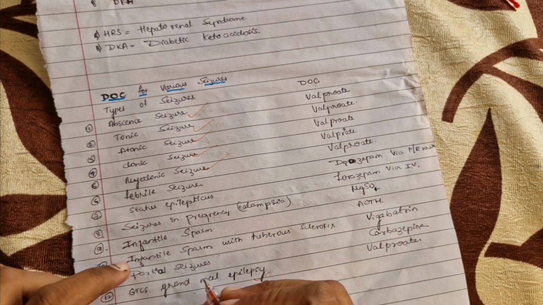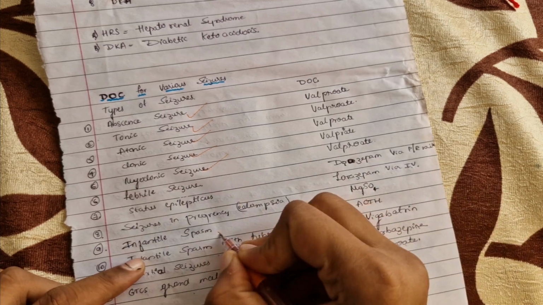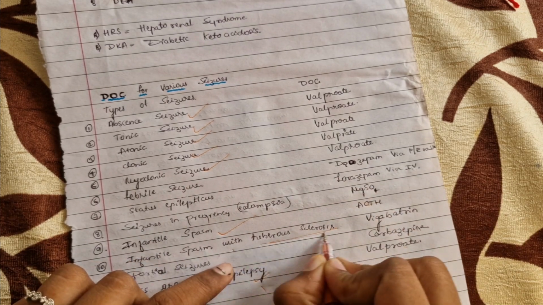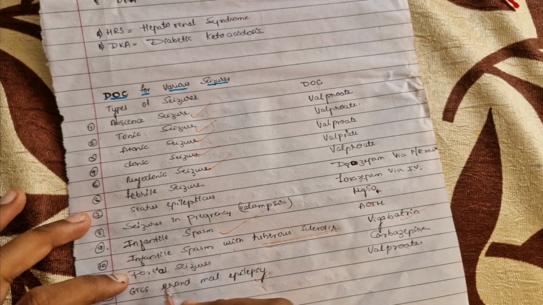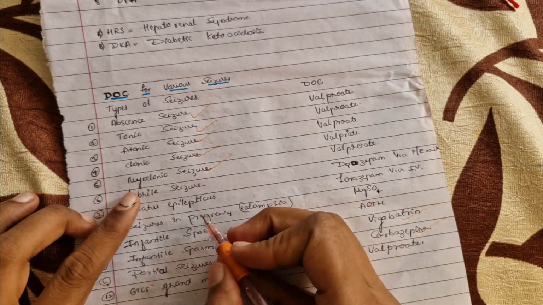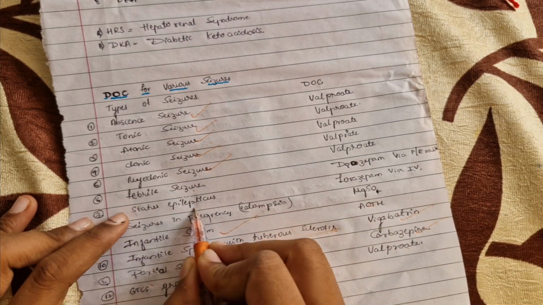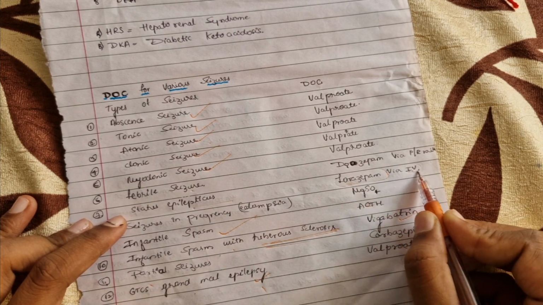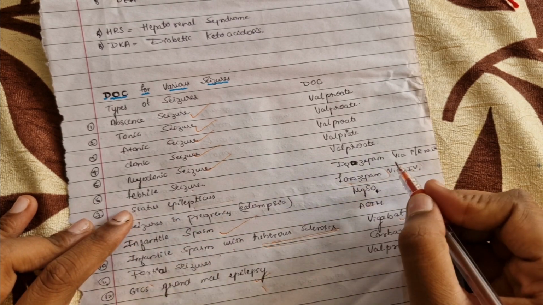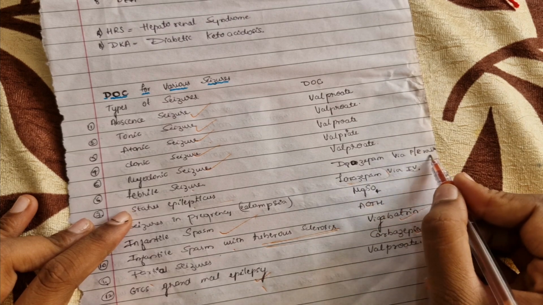Whereas for infantile spasm, it is ACTH. Infantile spasm with tuberous sclerosis, it is vigabatrin. Whereas for partial seizures, it is carbamazepine. Then for febrile seizures and status epilepticus: for status epilepticus it is lorazepam, which is given IV, whereas for febrile seizures it is diazepam, which is given by the per rectal route.